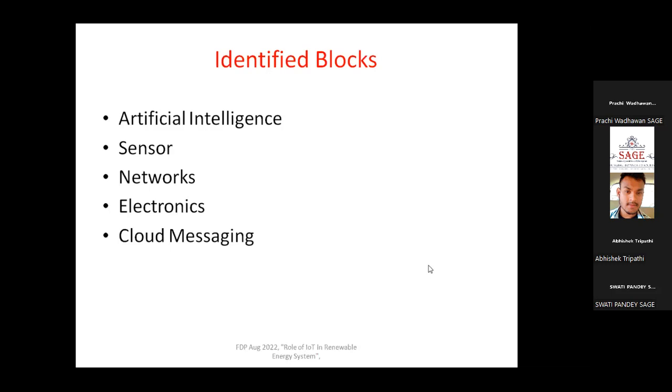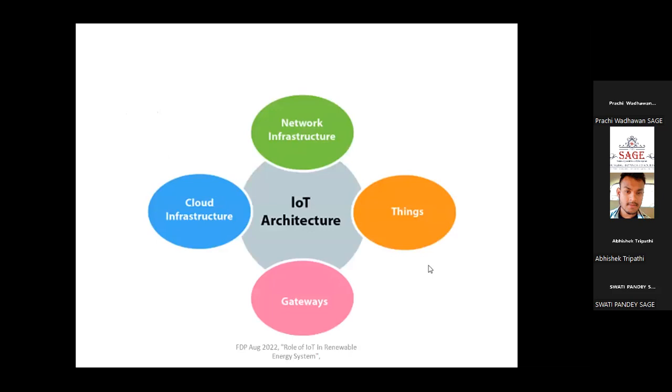So the role of the different blocks, artificial intelligence, sensors, network, electronics, and cloud messaging is there, and if we combine these things in a single block, that will be your IoT architecture. If we see this architecture, it will have some cloud infrastructure and some networking gateways. Things means physical objects or smart objects, which are connected to this IoT network. So this is the basic architecture of IoT.